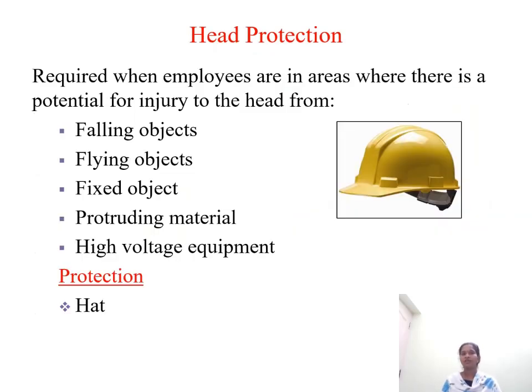For head protection, usually head protection is needed when employees are in areas where there is a potential for injury to the head from falling objects, flying objects, fixed objects, protruding material, or high voltage equipment. For protecting the head, a hat is used as the personal protective equipment. Here the hat is divided into different types depending upon the usage.